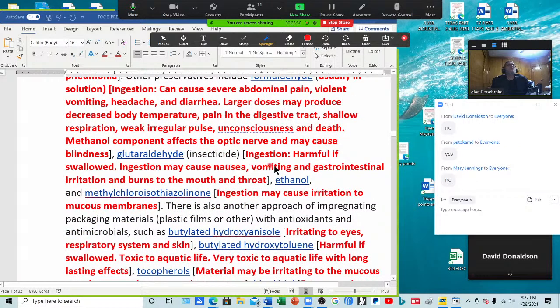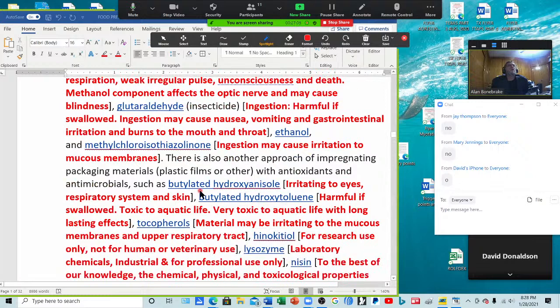Okay, glutaraldehyde is an insecticide. Ingestion is harmful if swallowed, can cause nausea, vomiting, gastrointestinal irritation, and burns to the mouth and throat. So some leftover insecticide in food. How many of you knew that about glutaraldehyde? Okay, ethanol and methacryl, however you pronounce that, ingestion may cause irritation in the mucous membranes.